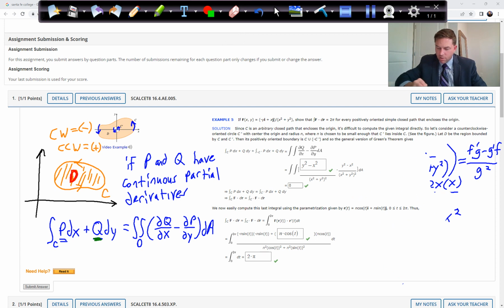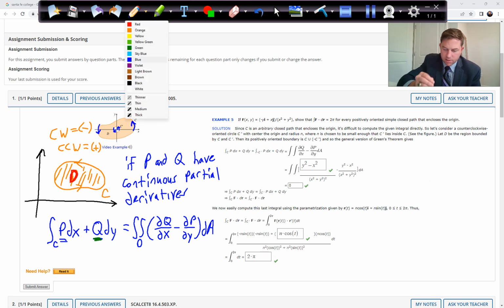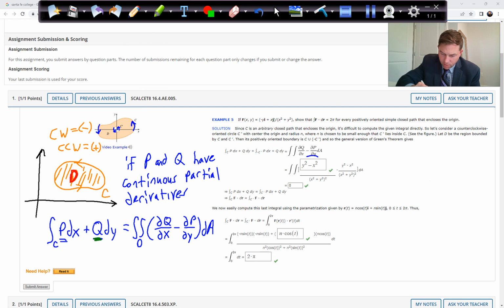They did partial P partial y for us. We did partial Q partial x. And what we're going to notice is that these two terms are exactly the same, but they're opposite sign. So we have y squared minus x squared over x squared plus y squared, squared. And we have y squared minus x squared over x squared plus y squared, squared, with a minus sign in between them. They're exactly the same, they're opposite, so this gives us 0.